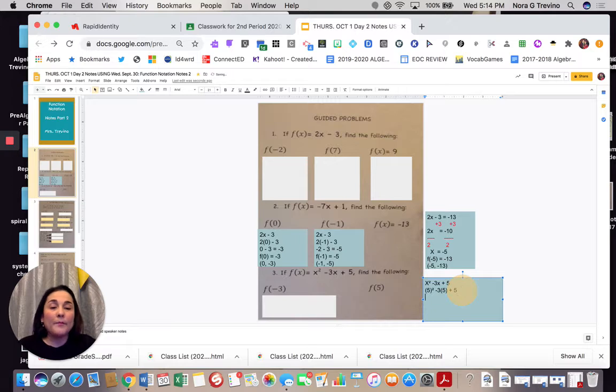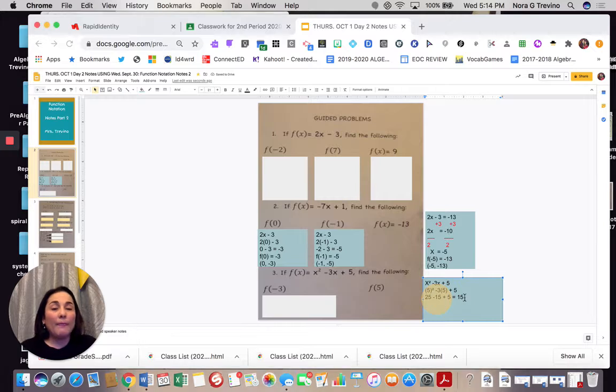Okay, and 5 squared means 5 times 5. Negative 3 times 5 is negative 15, plus 5. And of course that equals, well, 25 minus 15, that is 10, and 10 plus 5 is 15.